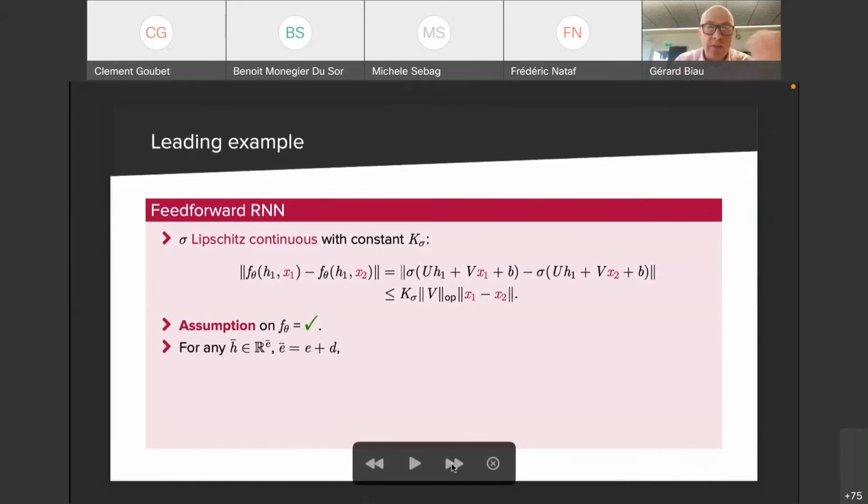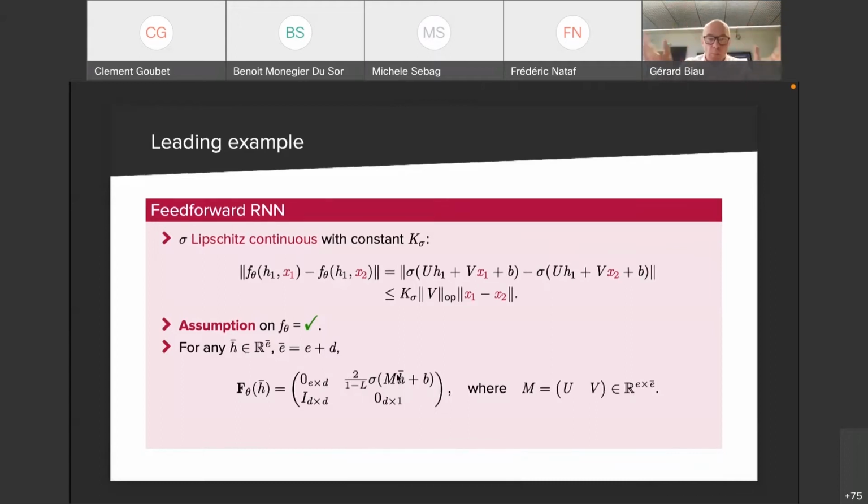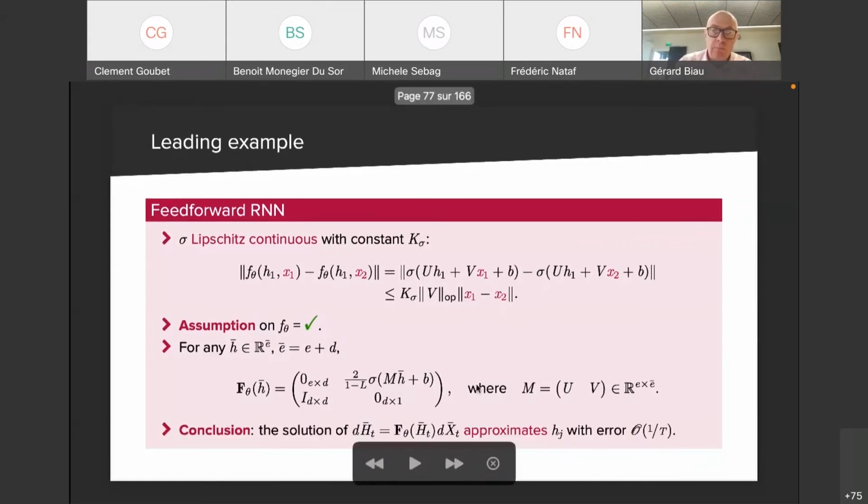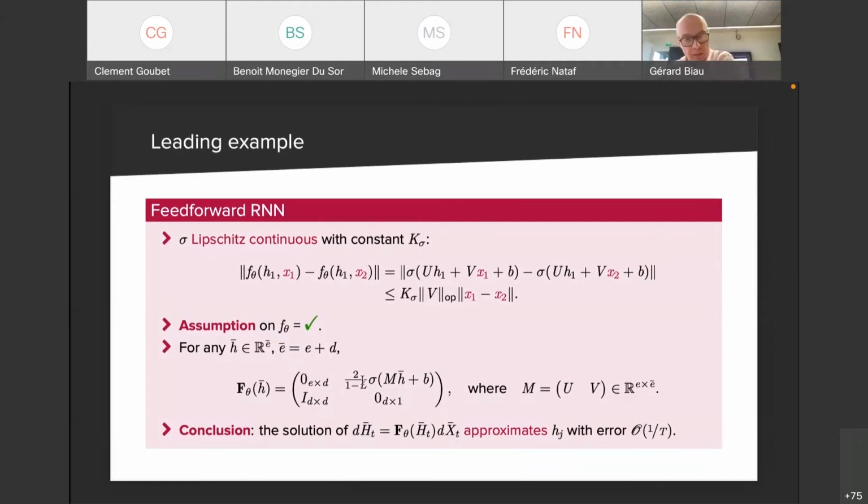So it means that, again, for these feed-forward neural networks, if you take E bar, so again, you look at the solution in a slightly augmented space, and you can explicitly have the tensor field. So you see that you have here the original f theta, you embed it in a large space, so you take a more complex f theta, right? But it's full of 0, of 1, whatever. Capital M is just here the concatenation of the two matrices. Anyway, if you take this tensor field f theta, then you can prove that the solution of the control differential equation using this tensor field, if you look at the first coordinates, then they correspond to the ordinary differential equations, which itself approximates the measurements of the networks with a precision 1 over capital T.